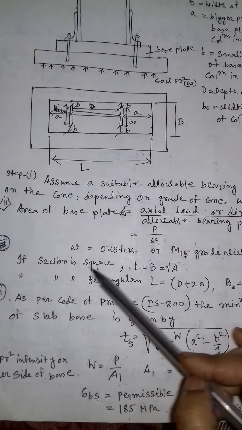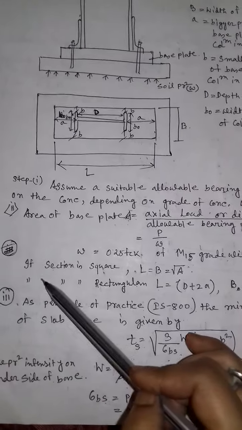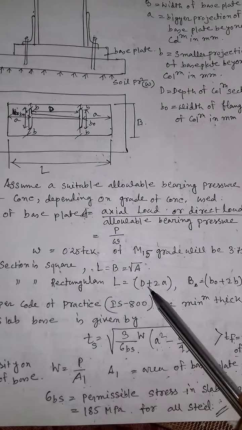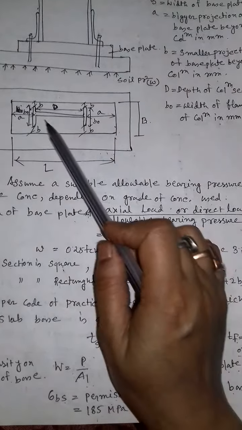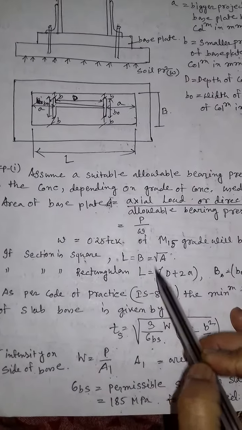If the section is square, then we take L equal to B, equal to root over A. If the section is rectangular, then L is equal to D, the depth of the column, plus the projection on both sides, that is D plus 2a. And B is equal to B0 plus 2b. This is how we choose the area of the base plate.